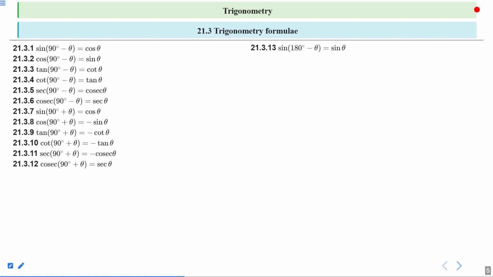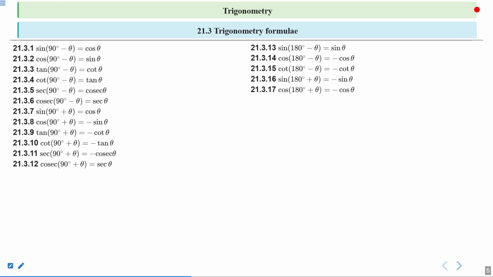In the same way, sin 180 minus theta is equal to sin theta. This is also in the second quadrant. So cos 180 minus theta is minus cos theta, and tan 180 minus theta is minus tan theta. In the same way, sin 180 plus theta, now we move to the third quadrant, becomes minus sin theta. Cos 180 plus theta becomes minus cos theta.